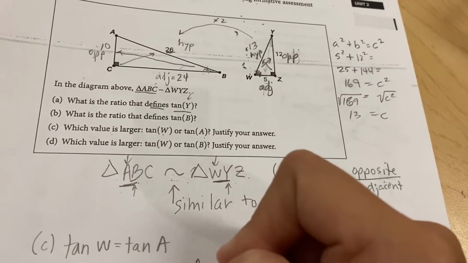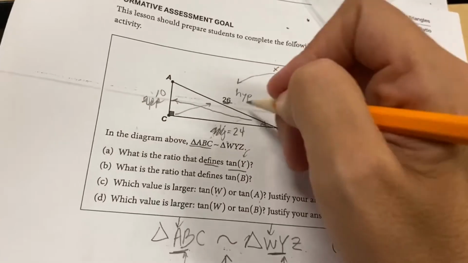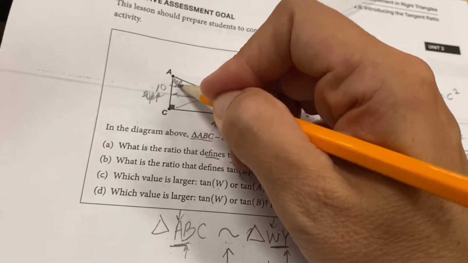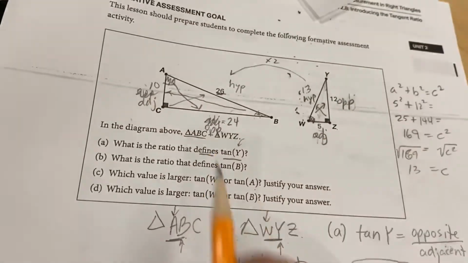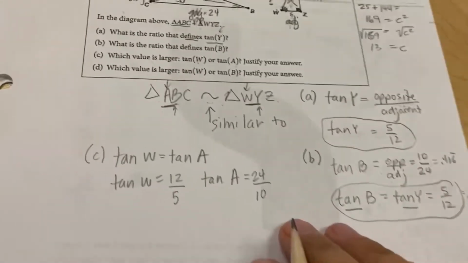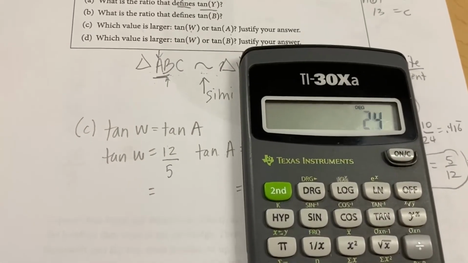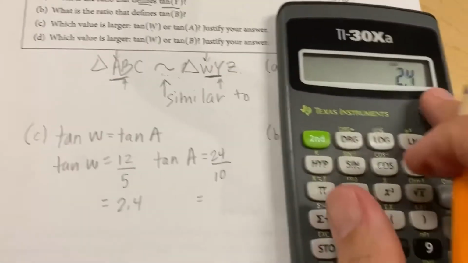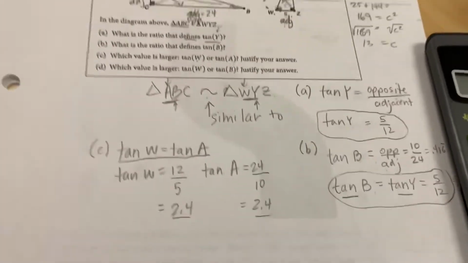Now when we look at A, angle A, same thing, these labels change because I'm going off of a different angle. If my reference angle were angle A, this would be the opposite, and this would be my adjacent. So the tangent of A is opposite, 24, adjacent, 10. Notice these each would be the same decimal as well. 12 divided by 5 is 2.4, and 24 divided by 10 is 2.4. So that's why we said they were equal to each other.